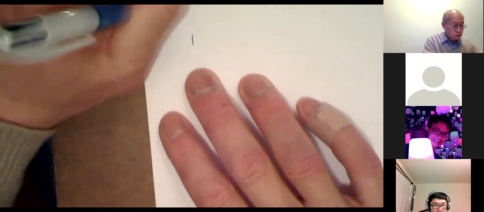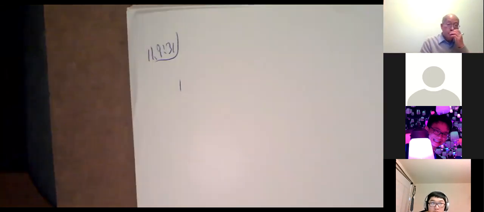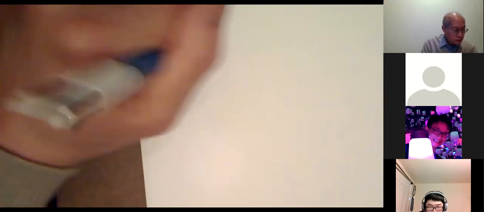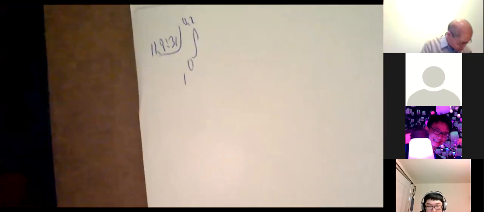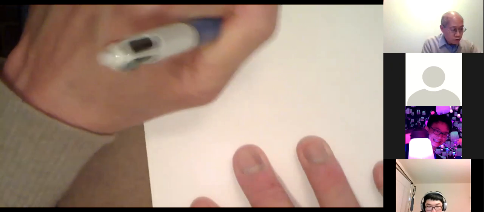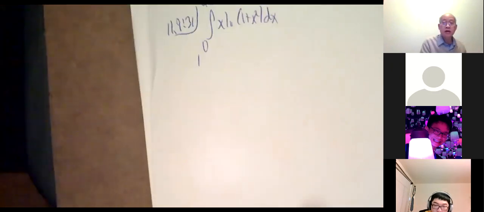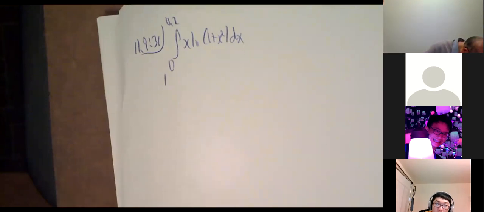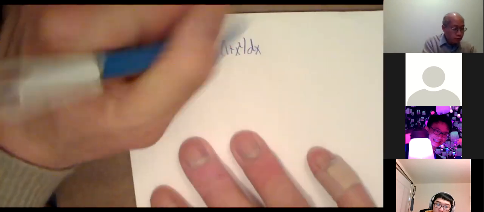Okay, 11.9.31. Integral from 0 to 0.2 of x squared ln(1 plus x) dx. Nope, I got that backwards. x squared ln(1 plus x). Sorry.